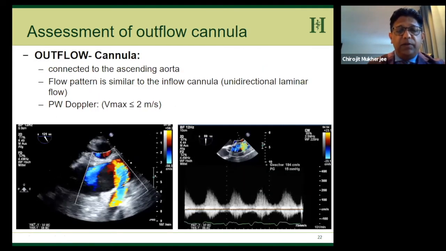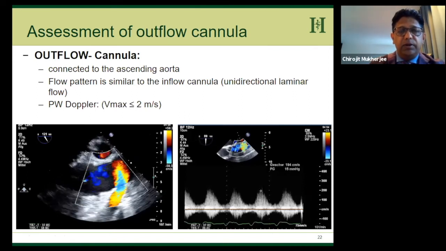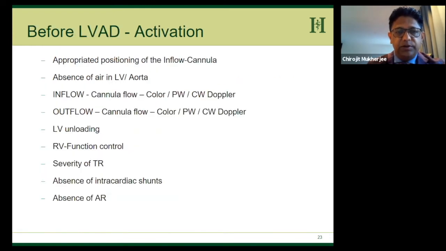Going on to the assessment of the outflow cannula, you have to see that it's connected to the ascending aorta. The flow pattern is very, very similar to the inflow cannula. It's unidirectional laminar flow, and again the pulse wave Doppler should show a maximum velocity of less than 2 meters per second. That means hemodynamically, the inflow and outflow cannula requirements are more or less the same, where the max velocity is less than 2 meters per second. So this is again the second checklist which you need to have before LVAD activation.